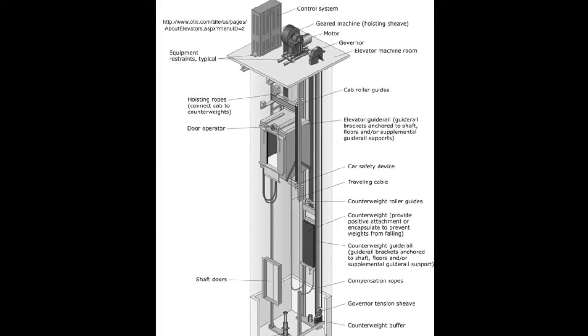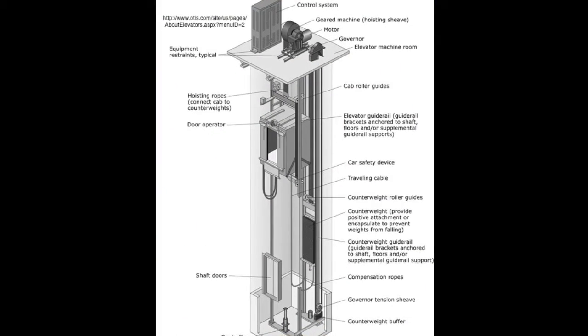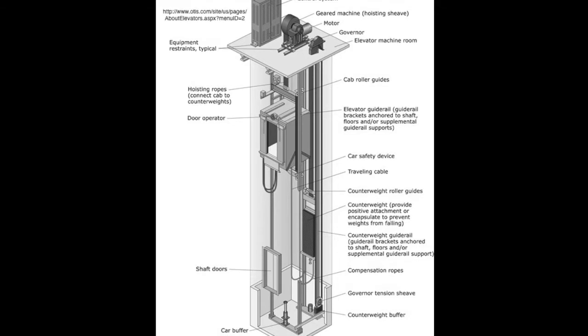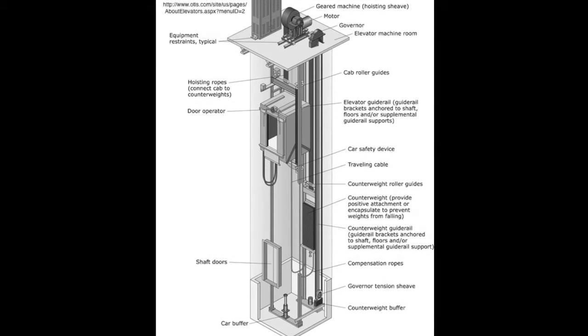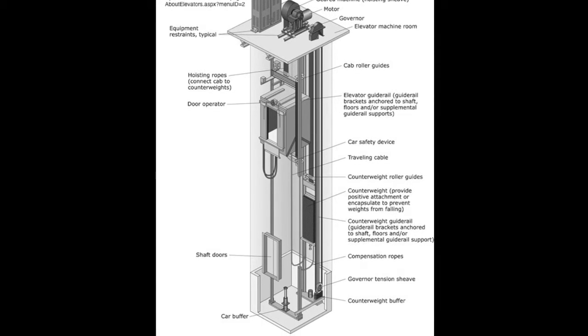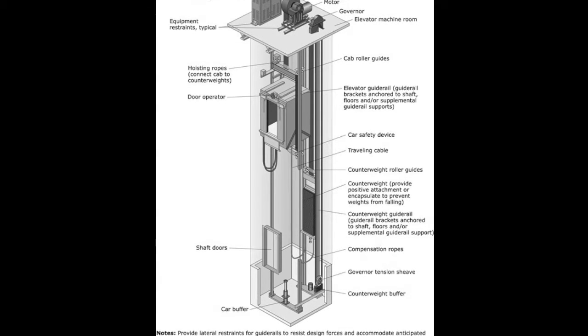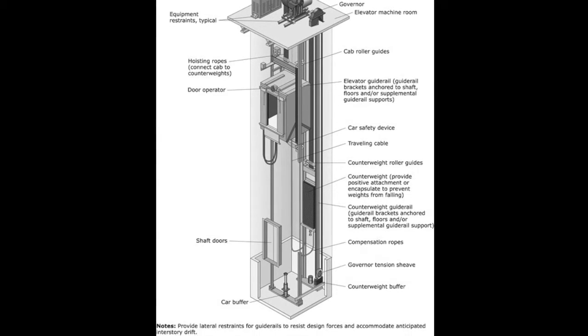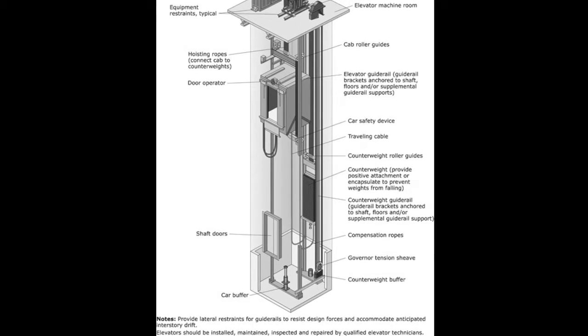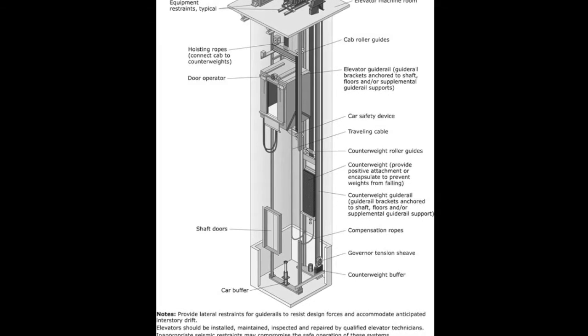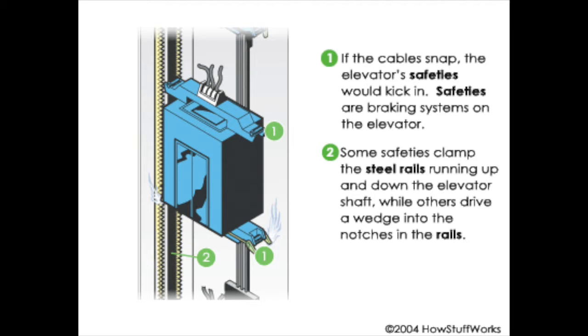Both the elevator car and the counterweight will ride up and down along guide rails on the sides of the shaft. These guide rails are in place to keep the car and the counterweight from swinging around inside the shaft. They also work with a safety system to stop the elevator in the event of an emergency. Elevators have 2 or 3 types of brakes.